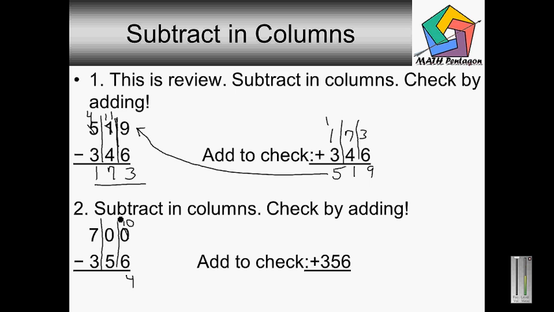We borrow again from 0, so 9 minus 5 is 4. And we borrow from 7 and make it a 6, so 6 minus 3 is 3. So now we have 344 as our answer. But we could check it now: 344 plus 356 and see if it matches this number right here, 700. If it does, then it's the correct answer.